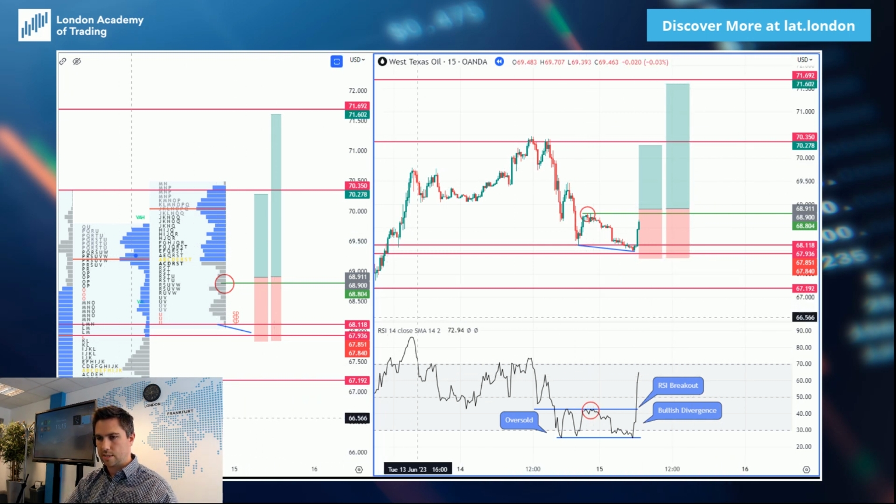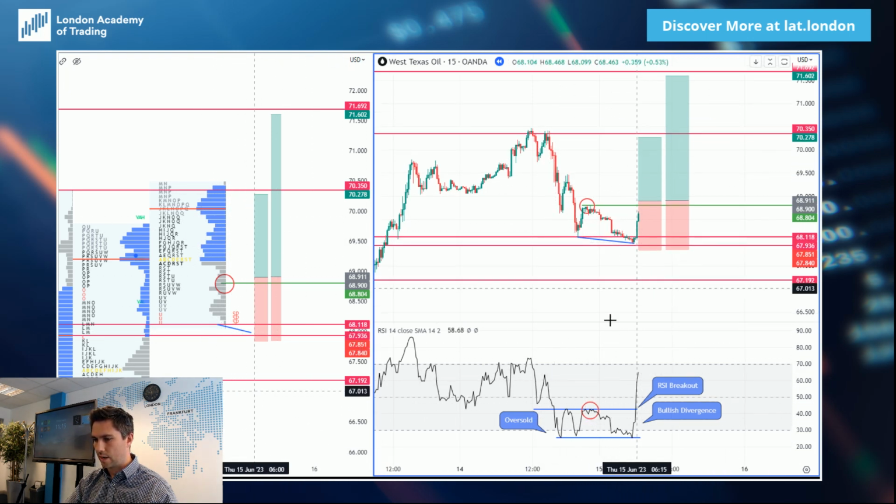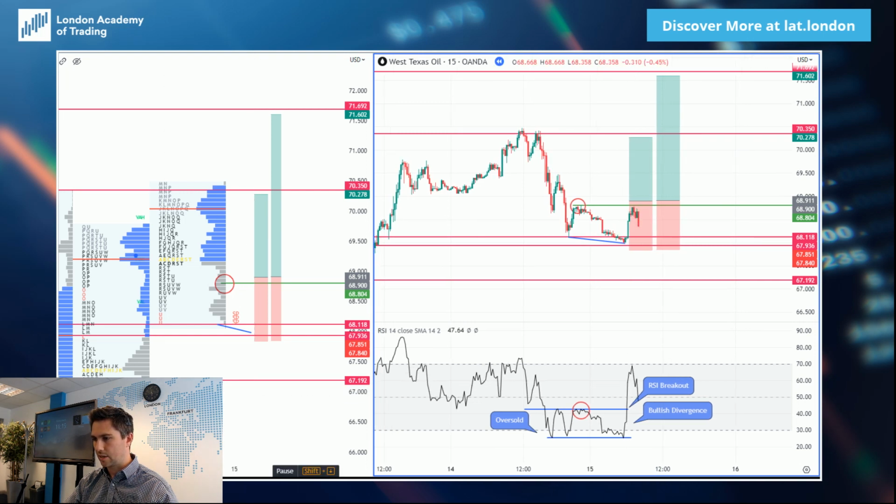So numerous reasons here, from market profiles, volume profiles, onto your candlesticks, with secondary influence from your RSI to get long. Okay, a good combination here of both primary and secondary analysis.